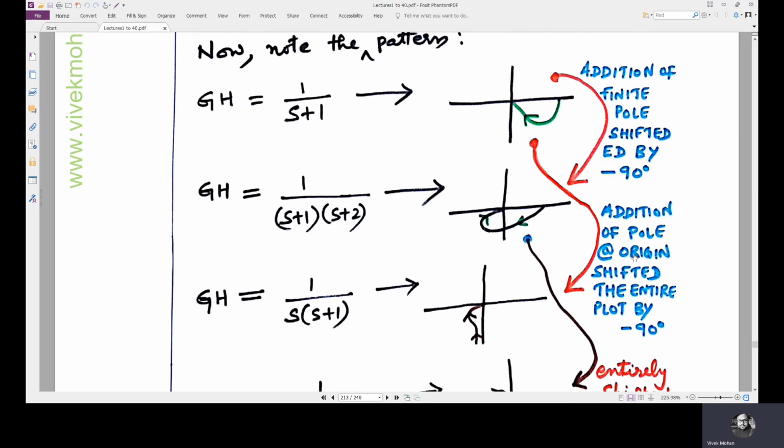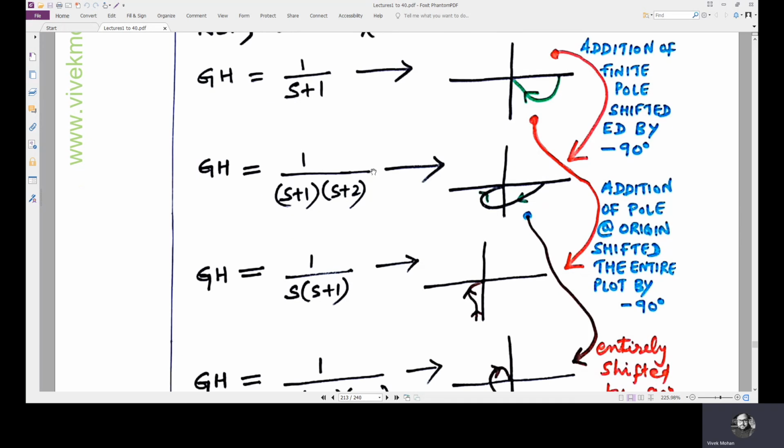Now, addition of a pole at origin. What is addition of a pole at origin? Here, addition of a pole at origin means 1 by s into s plus 1. Earlier it was 1 by s plus 1. Now it is 1 by s into s plus 1. So addition of a pole at origin shifted the entire plot by minus 90 degrees, right? This was the plot earlier, right? Now the entire plot is shifted by minus 90 degrees. Here the starting point itself is shifted. It was starting from here. This is the 0 degree axis. Now when it starts from here, this is minus 90 degrees, right? So it starts from here. The ending direction also shifted. The entire plot is shifted by minus 90 degrees.